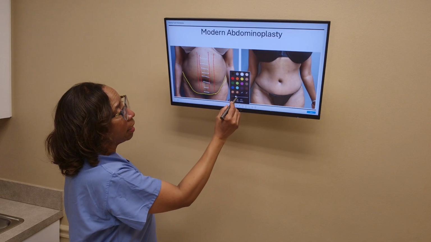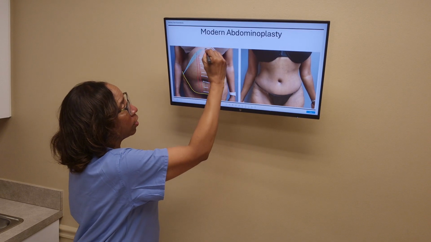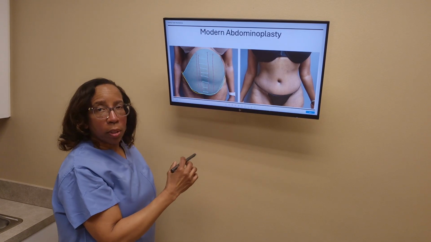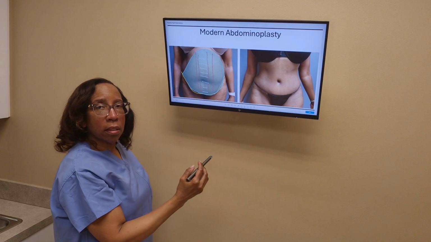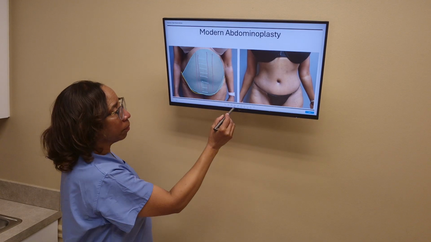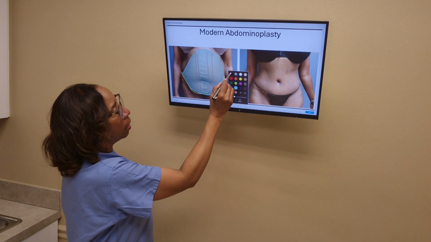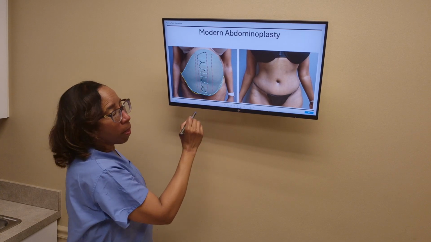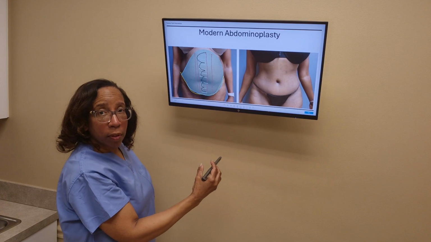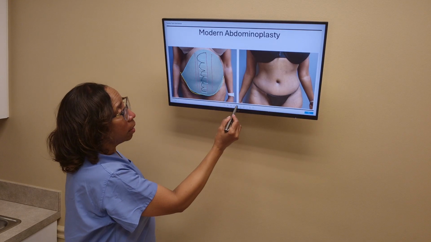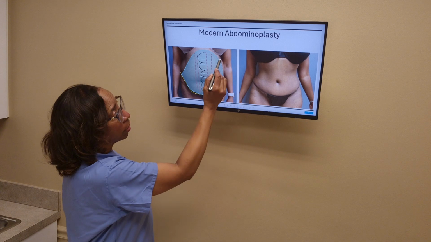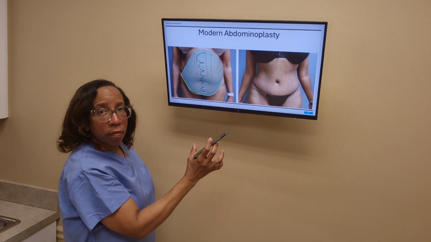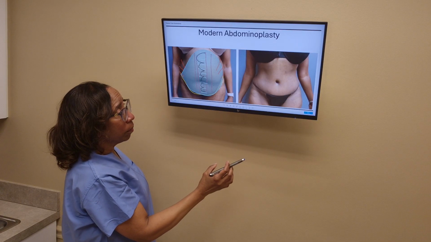So the skin and the fatty tissue is lifted off the muscle. So we're not inside the abdomen. This is a skin muscle operation. And then this muscle is tightened all the way down. That's what makes the abdomen flat. And then I contour the sides with liposuction just to give more of a contour.